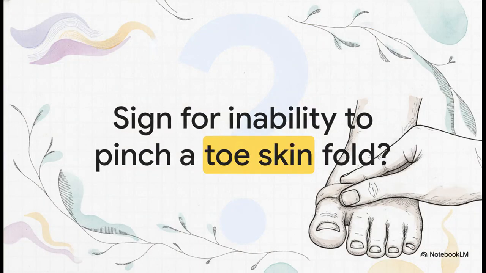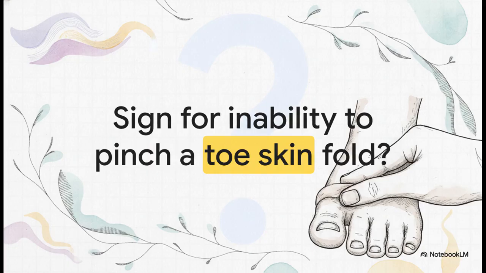And our final question, question 16. The inability to pinch a skin fold at the base of the second toe to diagnose lymphedema is called what? A. Homan sign, B. Stemmer's sign, C. Carvalho's sign, or D. Trousseau's sign.